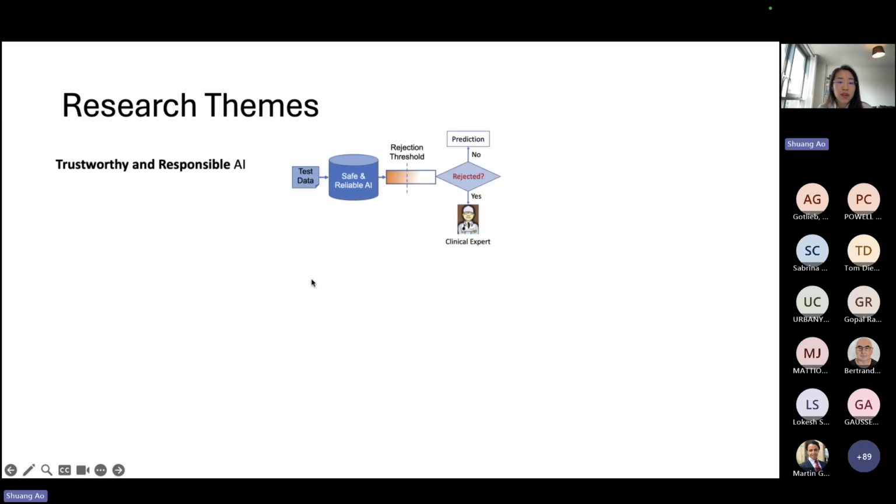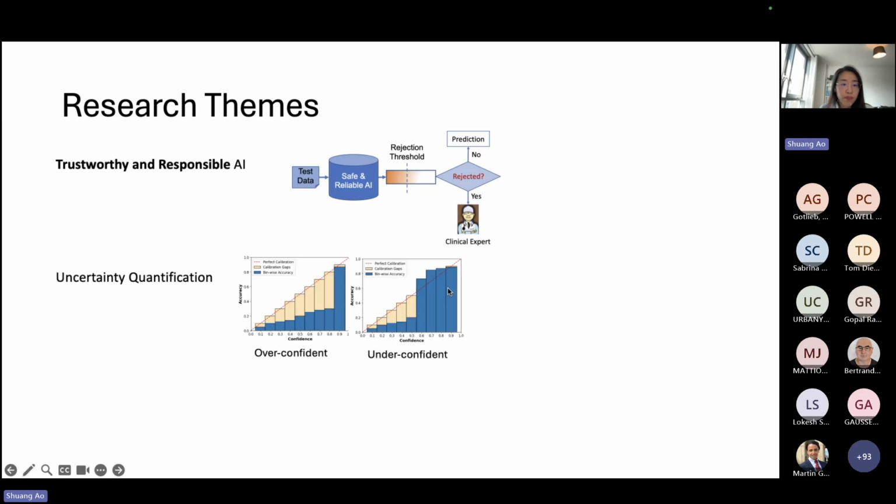About my research themes, the first one is trustworthy and responsible AI systems. When we have inference data, we want to make sure that our system is safe and reliable. Instead of just taking the output from our system, we set a rejection threshold. If the output passes this rejection threshold, we say this prediction is good enough, but if it cannot, it will be rejected and passed to human experts, for example, a clinician.